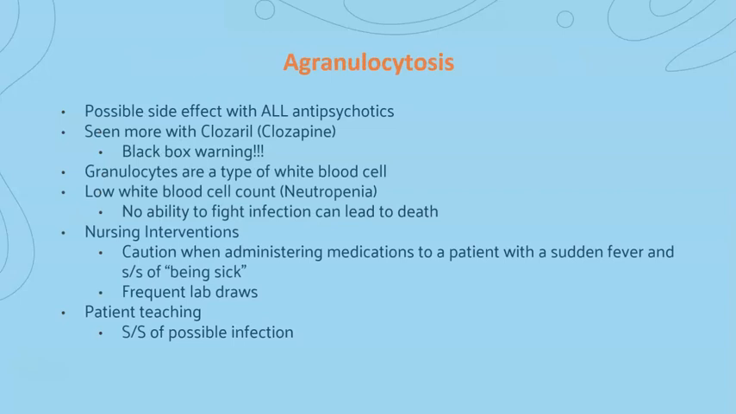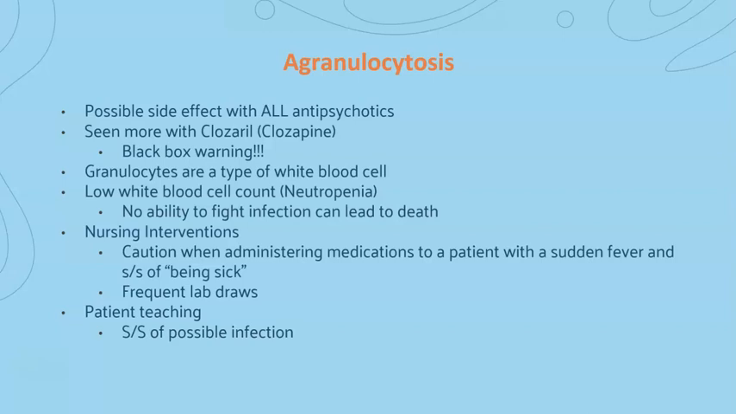Agranulocytosis. Oh my gosh, y'all. This is one y'all need to know, right? So back to our terminology, A is without, and granulocytes. Granulocytes are a type of white blood cell. This is a possible side effect with all antipsychotics.